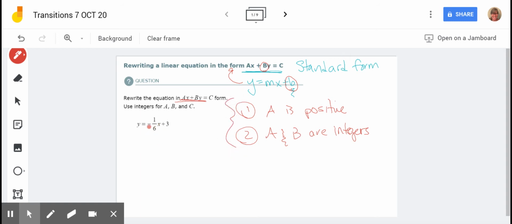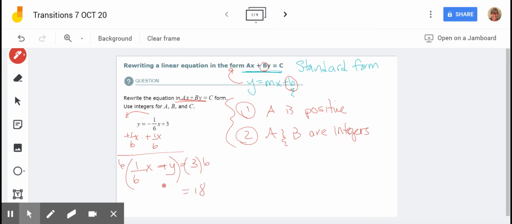The first thing you want to do is get the x to the other side. I love just thinking of this as a fence, and you jump over the fence and change the sign. But if you don't want to do that, you can add 1/6 x to both sides. Then you get 1/6 x plus y equals 3. That's fine, but you can't have a fraction. So you got to get rid of the fraction.